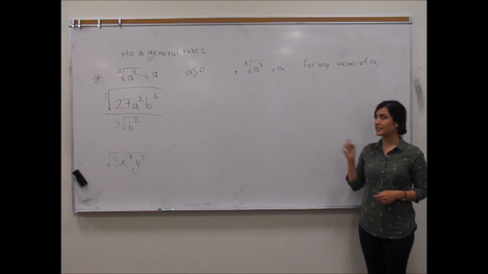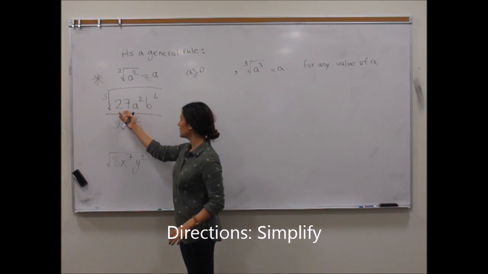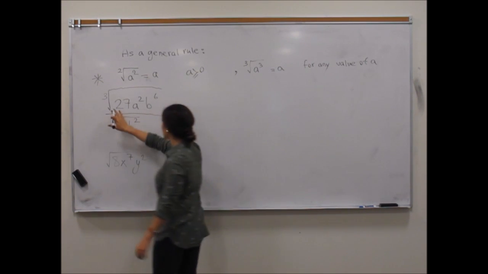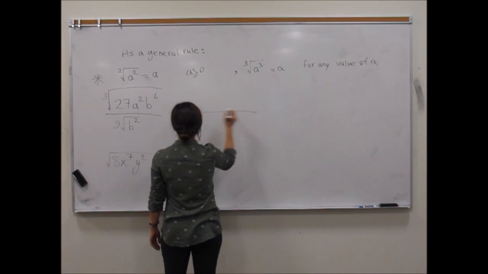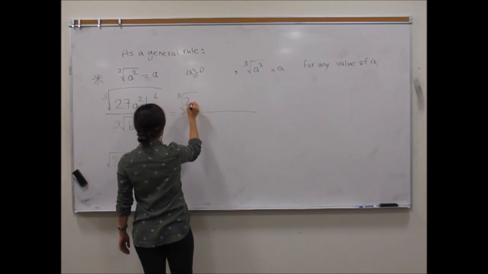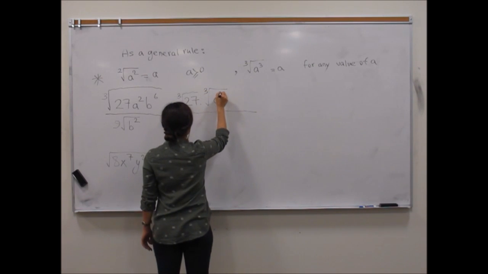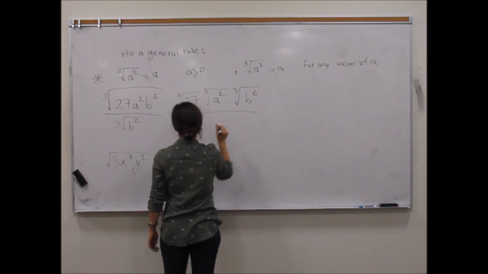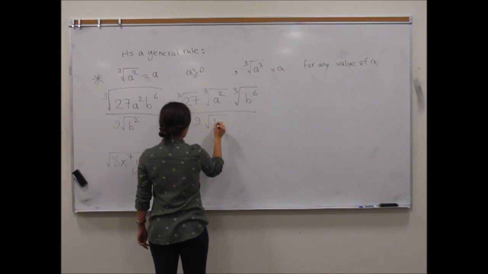Okay, I have two more examples for you with variables. Let's go over them together. The first one is cube root of 27a squared b to the 6th over 9 square root of b squared. So I'm going to break down this radical into 3 separate radicals. So that would be cube root of 27 times cube root of a squared times cube root of b to the 6th. And then this is 9 square root of b squared.